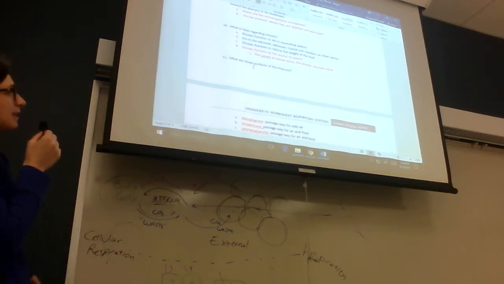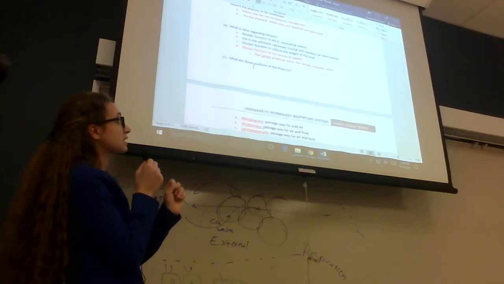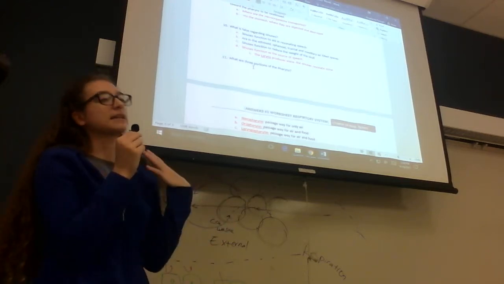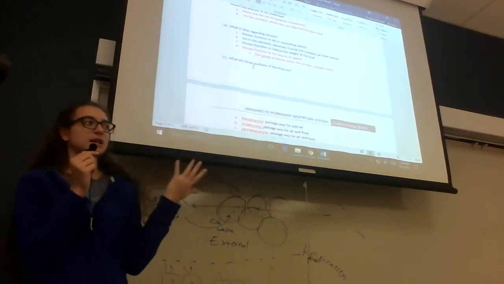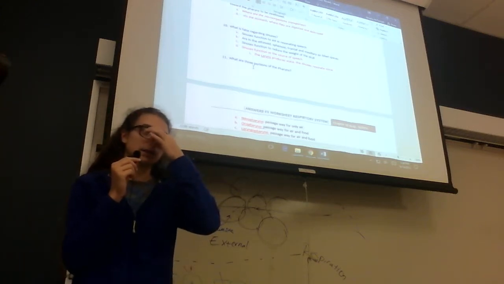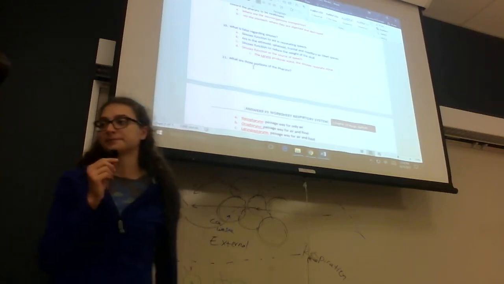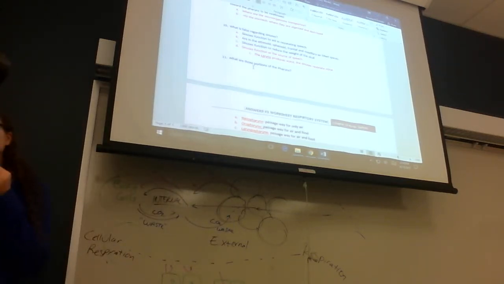The false statement, this one is false: sinuses function as the source of speech. This is false. Your larynx produces your voice. Sinuses just resonate. That was kind of a trick question because sinuses actually resonate. That's why you can talk like this when your sinuses are occluded. So that has to do with the larynx.